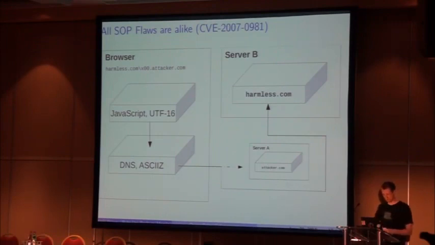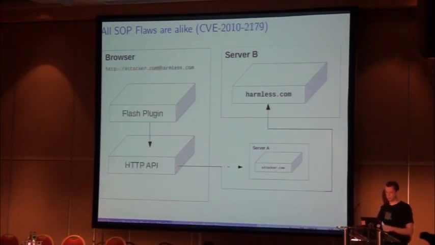the same origin policy. So you have a parsing mismatch between UTF-16 string parsing in the JavaScript world and ASCII zero-terminated string parsing in the DNS resolver and the HTTP libraries and so on. This one's basically from the principle exactly the same. This is from 2010 in Flash. And there's another parsing mismatch.